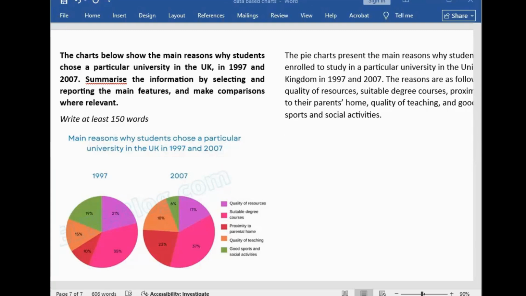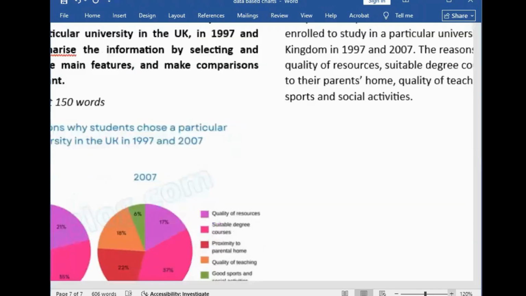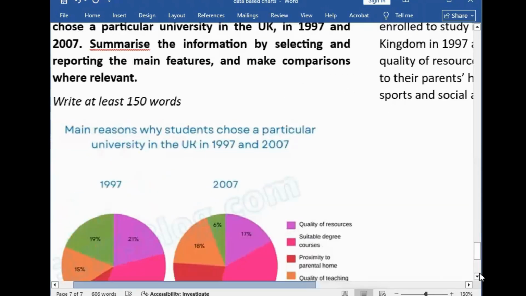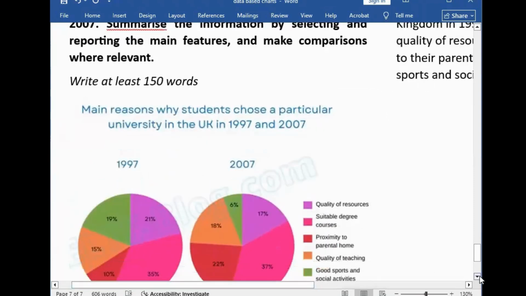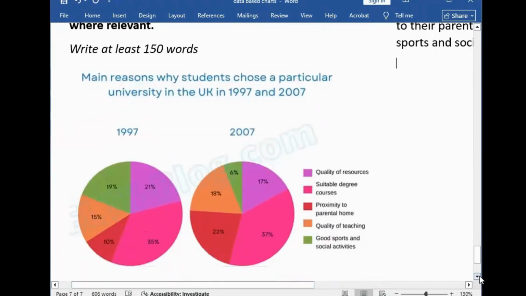And the reason is that what? We have two dates, 1997 and 2007. So, ladies and gentlemen, this is our overview. In using both, I will prioritize trend. Remember what I said I did for the other one? I prioritized trend. So, I'm going to look closely at that chart. I will look for the categories that increased.